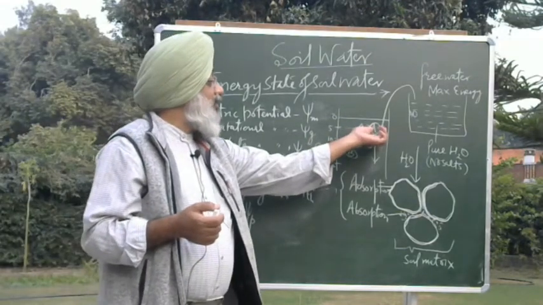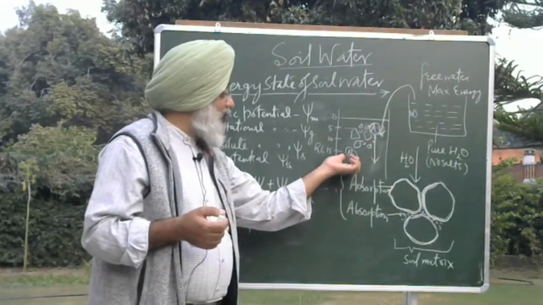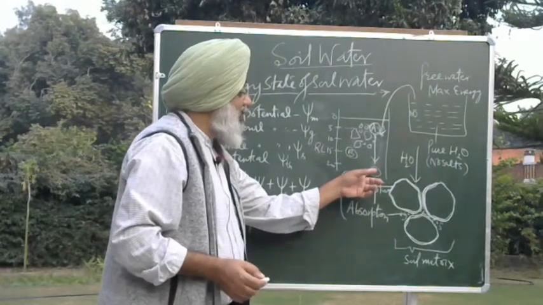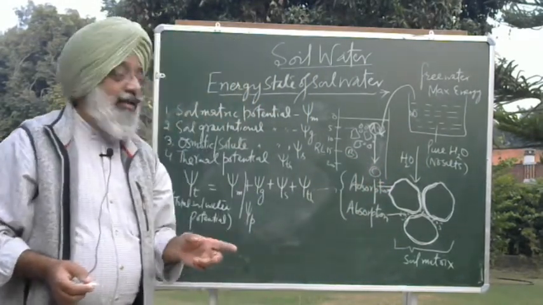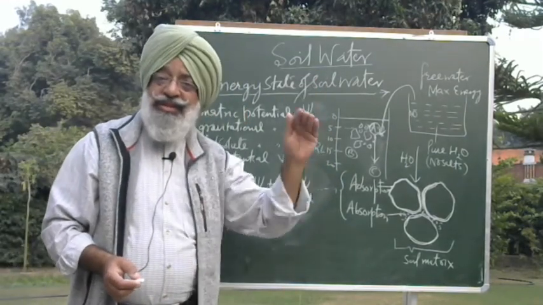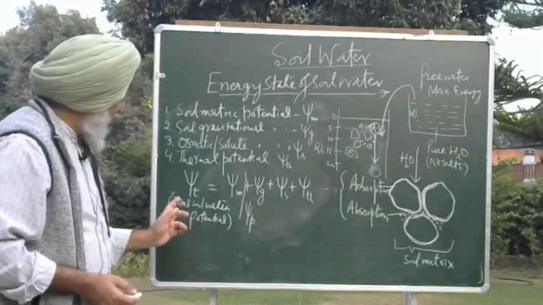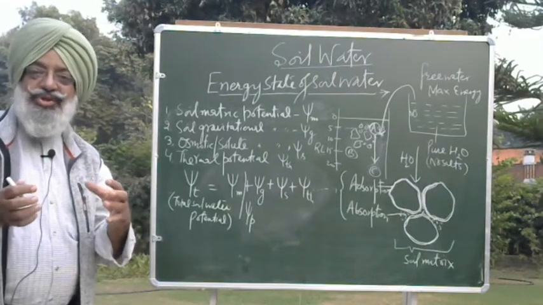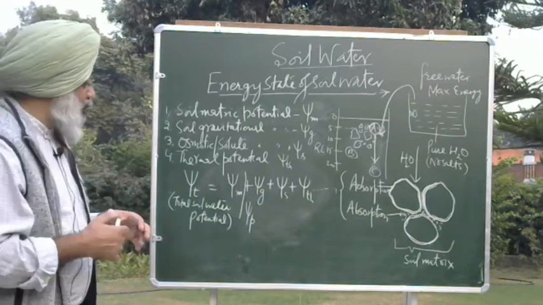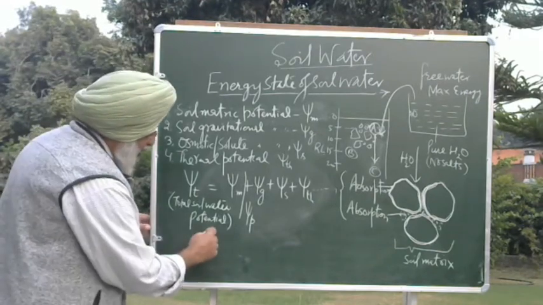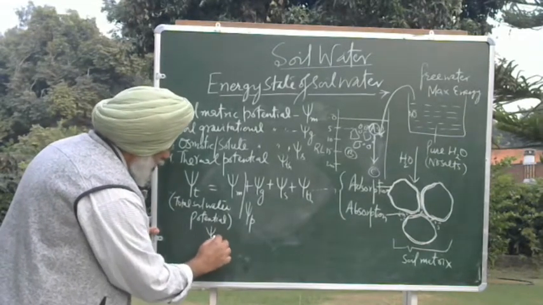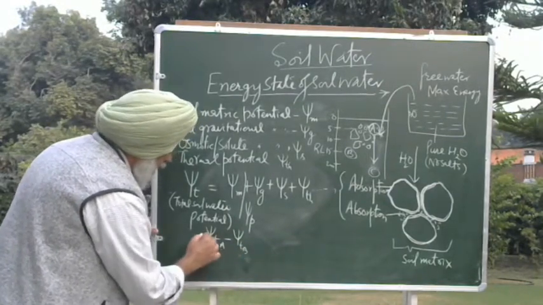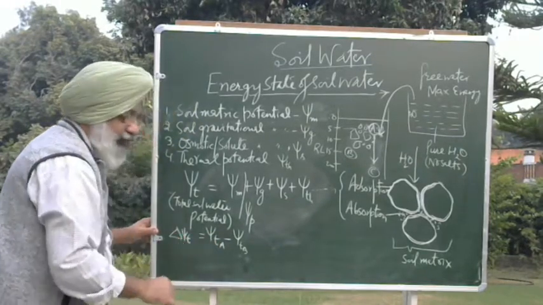If total soil water potential at A is higher than at B, water will move from A to B. Similarly, if total soil water potential at C is higher than at B, water will move from C to B, though C is at the lower point. This is the energy level for water in the soil, which determines in which direction and how fast water will move. So, total soil water potential at A minus total soil water potential at B will be the difference in total soil water potential.